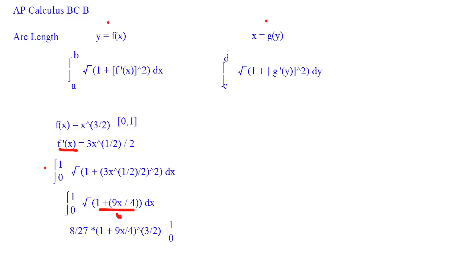So if we plug in everything and we go ahead and work it out, which turns into something that looks like this: 8/27 times (13/4 to the 3/2 minus 1), which is approximately 1.44.